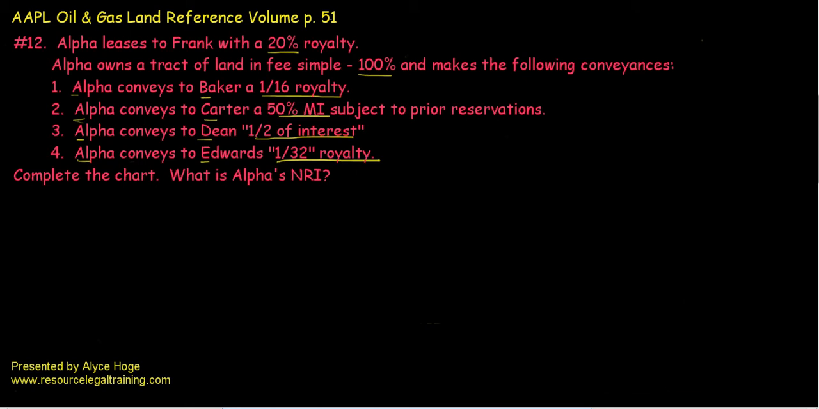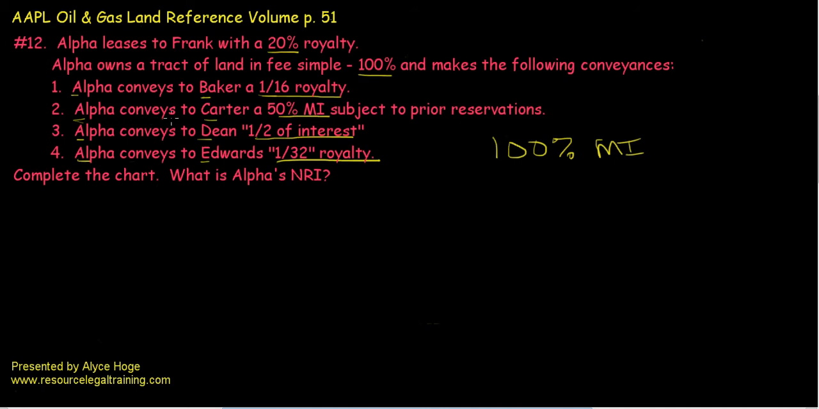So we're going to start with A, who owns 100% of the minerals. And the first conveyance she makes is to Baker for a 1/16 royalty. Well, that's a royalty payment, not a mineral interest conveyance. So we don't need to do anything with that for purposes of the mineral ownership.